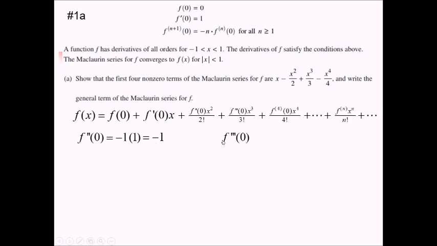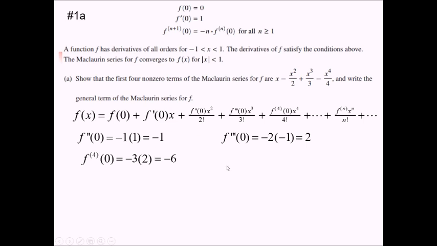Now for the third derivative, well, now I'm using an n value of 2, since 2 plus 1 is really 3. So this is going to be -2 times the second derivative, which we just found was -1. So -2 times -1, which is +2. And now I just need one more, the fourth derivative. Well, now I'm using an n value up here of 3. So this is -3 times the third derivative, which we said was 2. So that all comes out to -6.